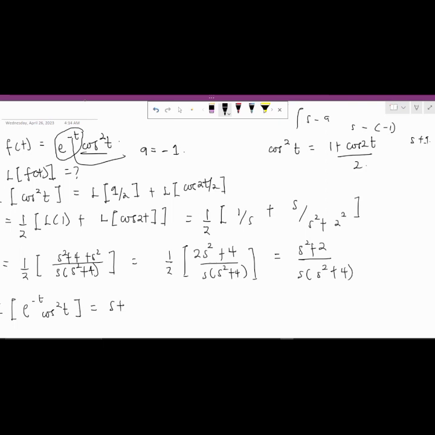So our final answer, Laplace transform of e raised to the power minus t cos squared t, is equal to s plus 1 all squared plus 2 over s plus 1 multiplied by s plus 1 all squared plus 4. You can simplify this if you want, but hey, I'm stopping here.